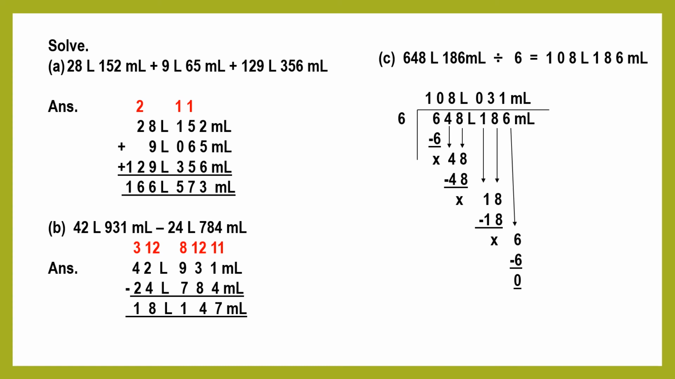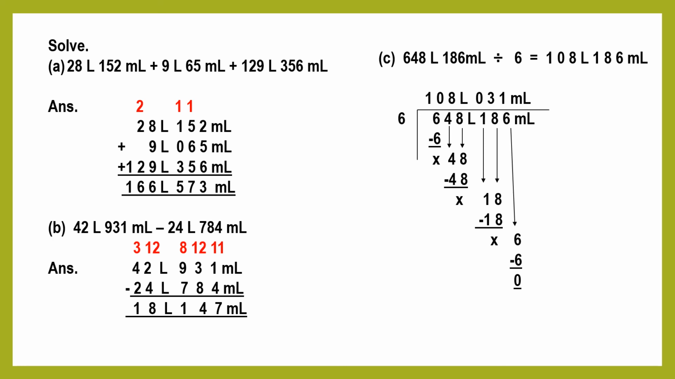Both the numbers are 6, so it can be easily divisible. So 6 ones are 6. 6 minus 6 is 0. Then next number is 4, which is smaller than the divisor 6. So what you will do, you will first write 0 on the quotient, and then you will bring the next number 8. So it will become 48 now. Now 48 comes in the table of 6. And how many times? 8 times. So write 8 on the quotient. Then you write 48 below. Now 48 minus 48 is 0.